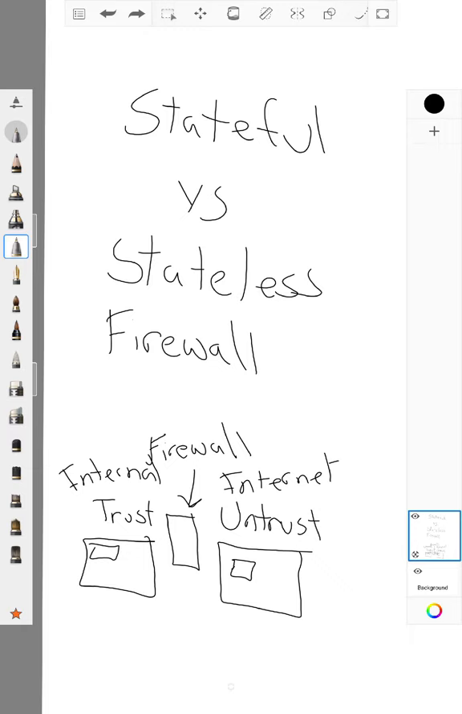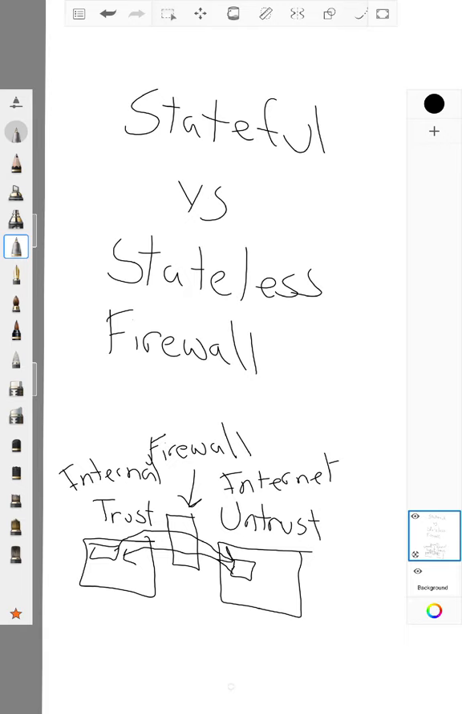So just because you allow something, let's say web traffic coming out from your trust to your untrust to fetch a website, you will then need to make a separate rule on your stateless firewall to allow traffic back in, or the response traffic back in from the web server. So if someone is trying to go to google.com on a stateless firewall, you would then need to say, hey, from google.com, it can now go to my trust network.